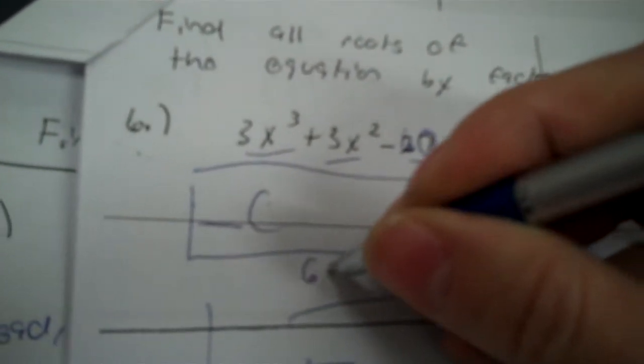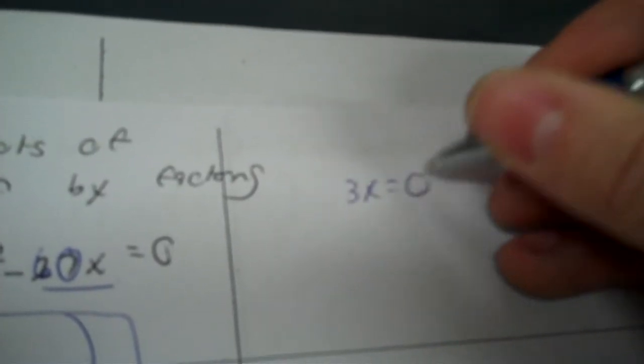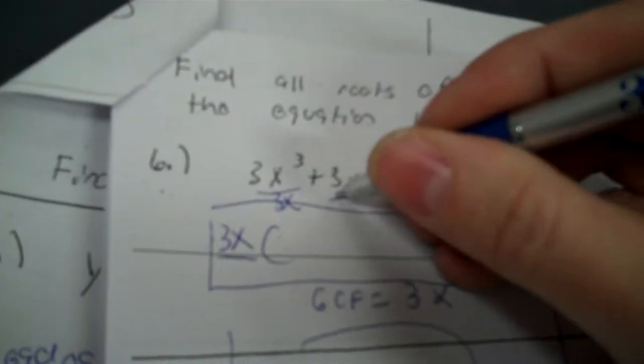All right, GCF of 3, 3, and 60 is 3, and you also got to take x with the 3. So 3x. Now, right now, set that 3x equal to 0, divide by 3, and that's your first root. Solution, root, same thing. Now divide them all by 3x.